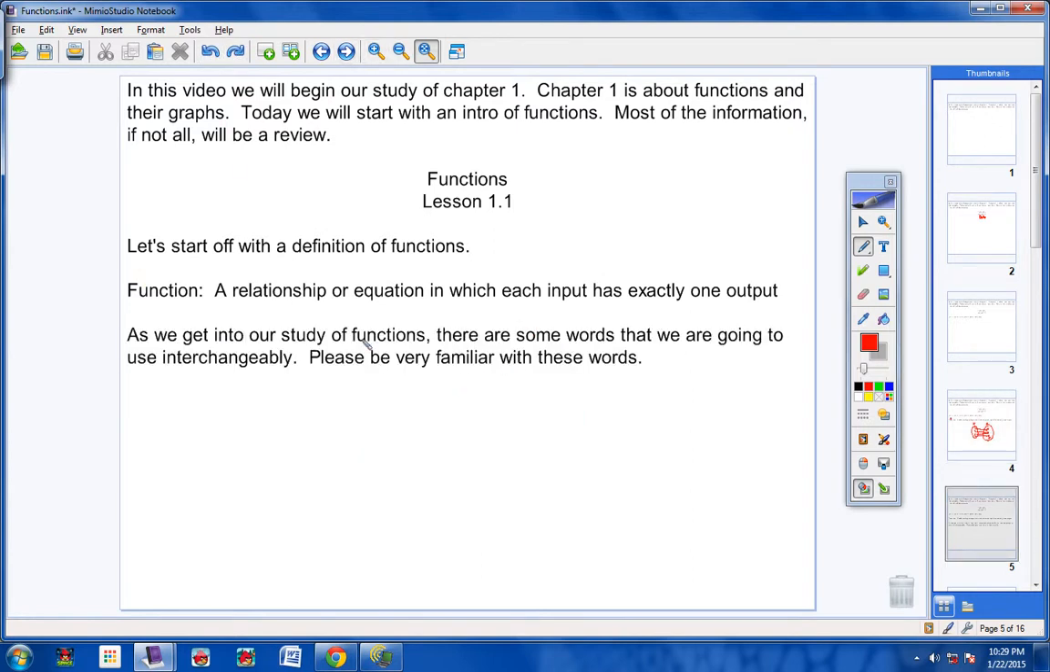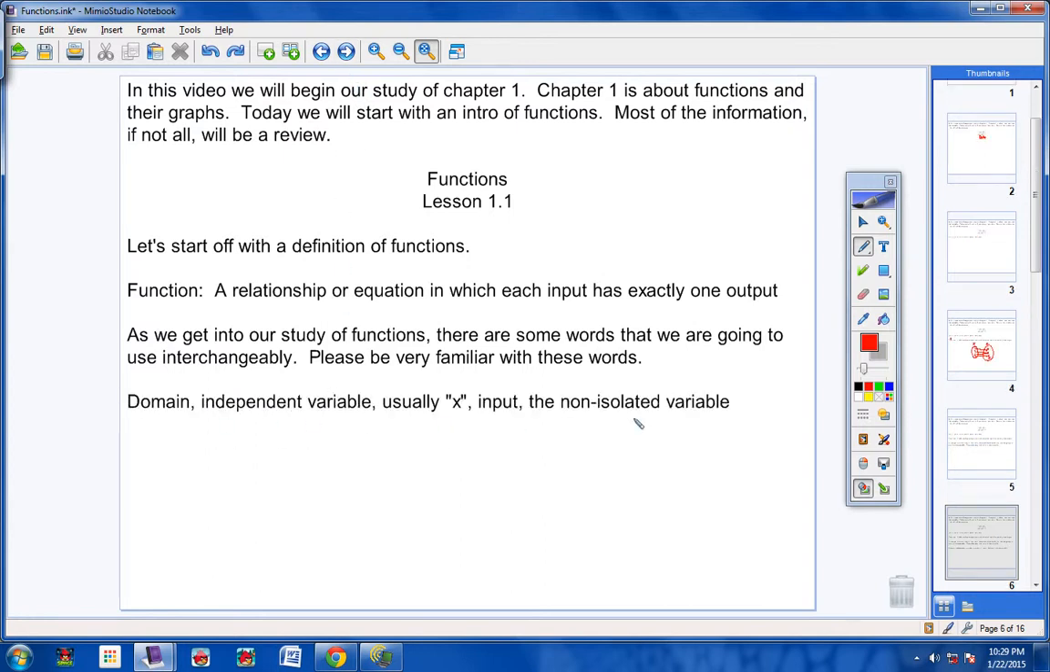Now, as we get into our study of functions, there are some words that we are going to use interchangeably. Please be very familiar with these words. Write these down, please. Domain, independent variable, usually x. Input, the non-isolated variable. So, if I had an equation like this, my domain would refer to x. My independent variable would be x. Usually the domain, the independent variable, the input, and the non-isolated variable are x, and in this case it is.